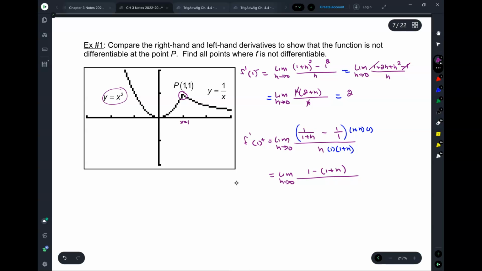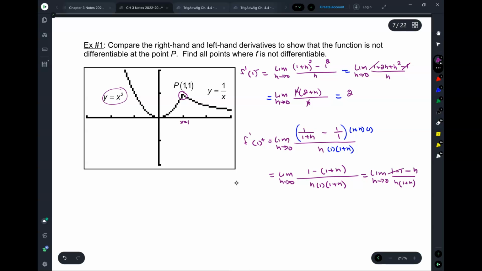Okay, so when I distribute here, I'm going to get 1 minus (1 plus h). So another thing, this is a parenthesis here. Most of the mistakes on these things were because people didn't put parentheses here and they missed a negative there. Over h times 1 plus h. So what happens here? Limit as h approaches 0, 1 minus 1 minus h. You have no idea how many people missed that minus h. They left it as a plus. And then things just don't work out that way.